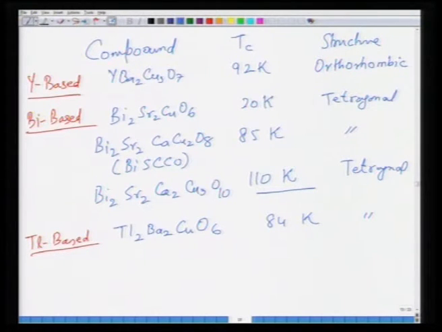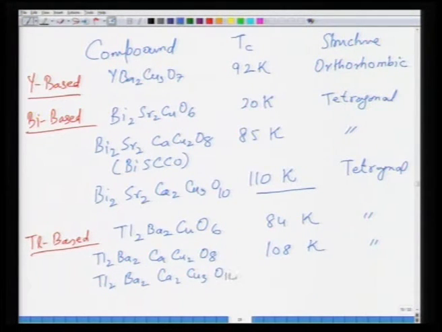You can add some more atoms to it. Again you do the same thing that you did in BISCO. So this becomes Tl2 Ba2 Ca Cu2O8, and this has a Tc of 108 Kelvin, and then you have Tl2 Ba2 Ca2 Cu3O10, and this increases the Tc further to 125 Kelvin, again with a tetragonal structure.